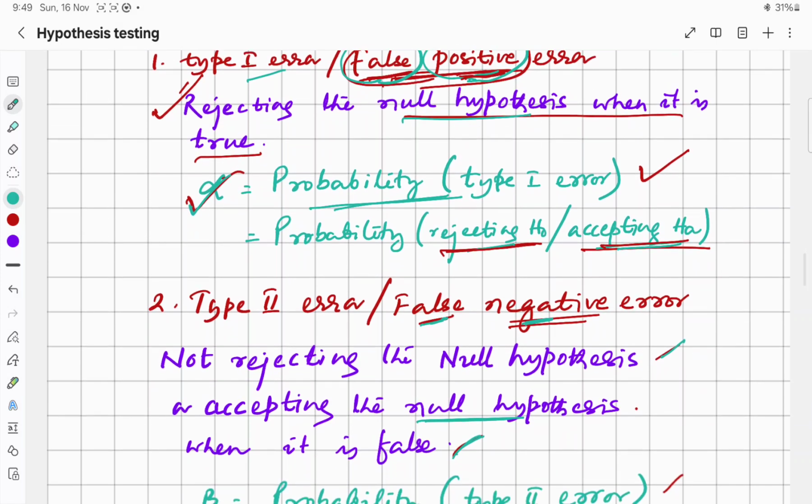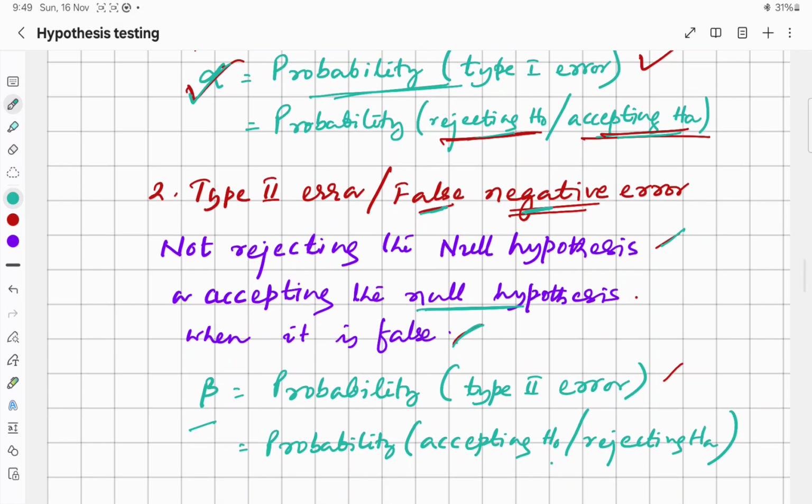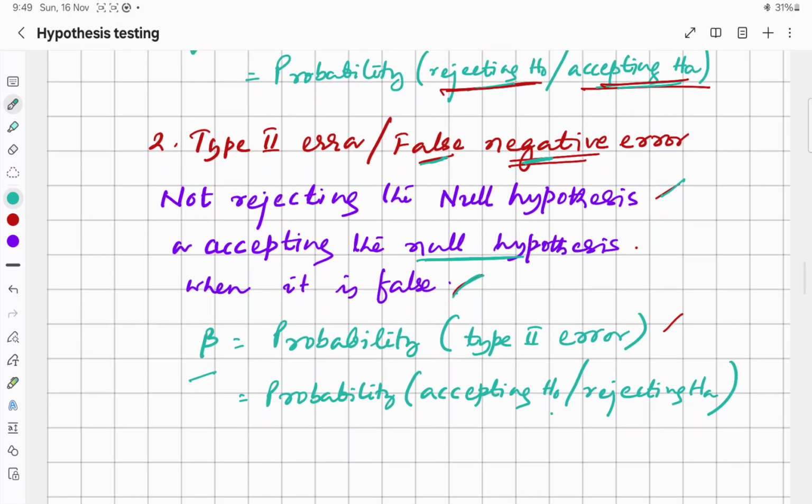And the second type of error is the false negative error, that is accepting the null hypothesis when it is false. Or we can say false negative error is not rejecting the null hypothesis when it is false. And the probability of type 2 error is called beta. So beta is the probability of accepting the null hypothesis, or rejecting the alternate hypothesis. And 1 minus beta is called the power of the test.